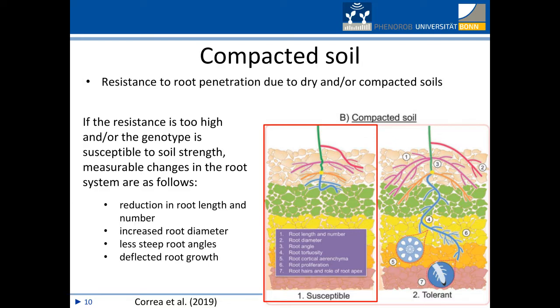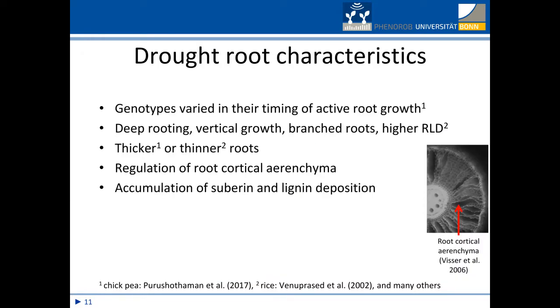In case of high resistance and a susceptible genotype, the root system changes. The root length and number is reduced, resulting in a smaller root system. The diameter increases, the root angle gets less steep, and root growth is deflected. Also, drought and dry stress influence root characteristics.